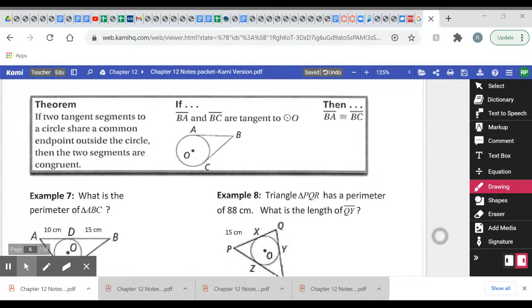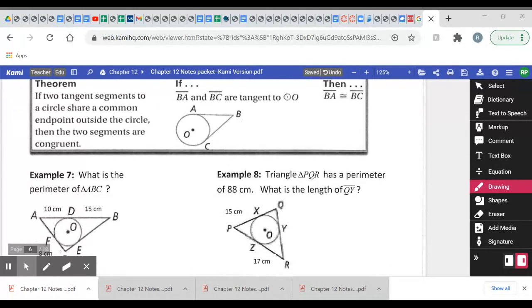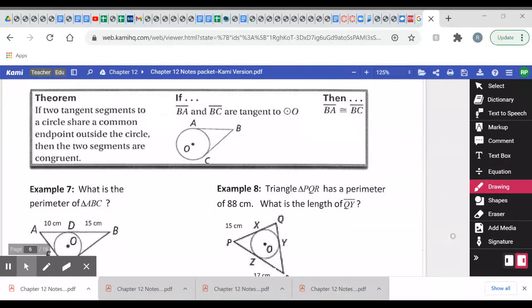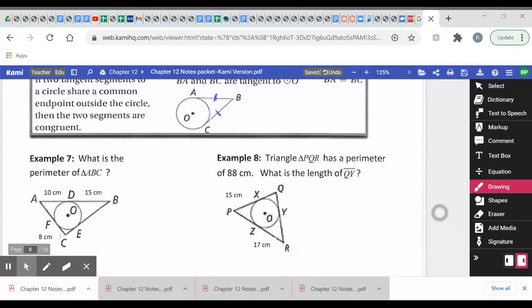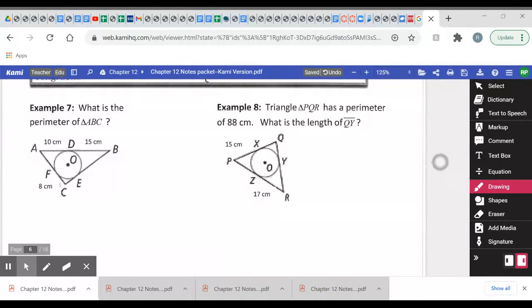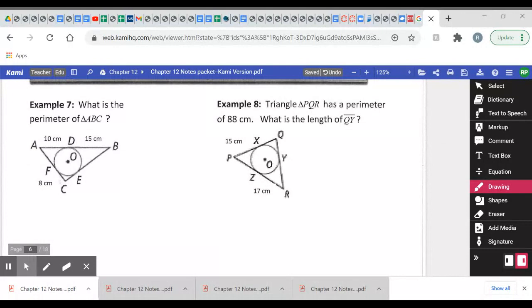Okay, from there, it says if two tangent segments to a circle share a common endpoint outside the circle, then the two segments are congruent to each other. So all that is saying is that if BA and BC are both tangent lines coming from the same point outside the circle, then the measure BA must be congruent to the measure of BC. Okay, so we can use that down here in these other pictures, even though they look a little different.